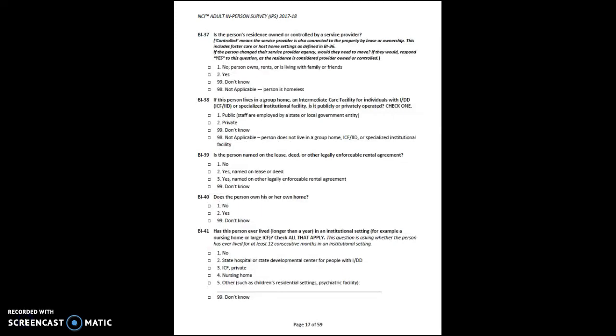Okay, so a little bit more here about where the person lives. BI 37 is whether the person's residence is owned and controlled by a service provider. Again, we have that description of what we mean by controlled: if the person changes their provider agency and has to move, then we would know that the person's provider agency owns or controls where they live. I should also note here that when we say controlled, that means that the service provider is connected to the property or leased by ownership.